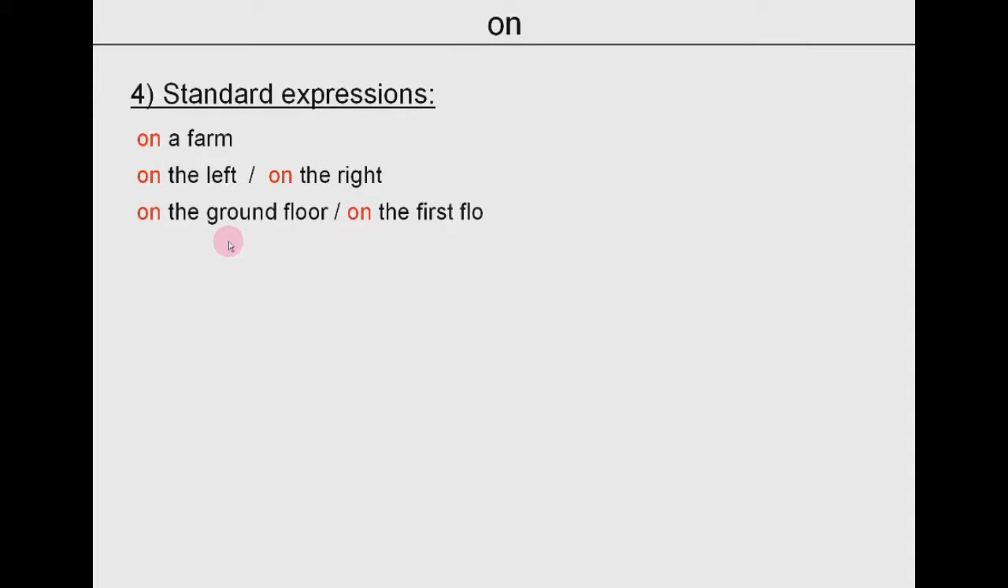And we also have some expressions for the word on. On a farm, on the left, or on the right. And in a building which has several levels, the levels are called floors, and we use the word on. So we say Mark lives on the ground floor, Sarah lives on the first floor, and David lives on the second floor.